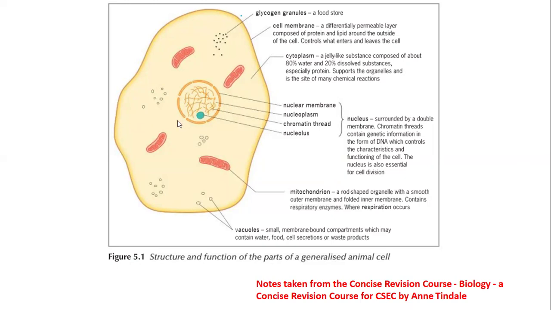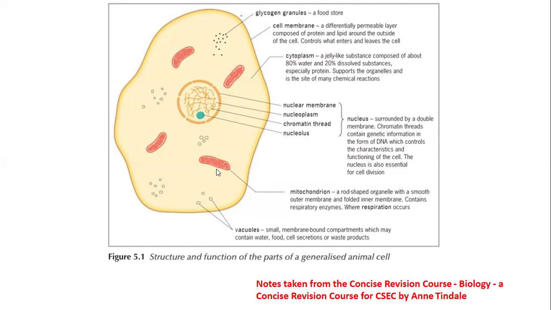So it's the same gel-like substance, but the prefix nucleo means nucleus, just like the prefix cyto means cell, and plasm is the gel-like substance. So nucleoplasm, that's in the center here. We have the chromatin threads, right? And we have our nucleolus, right? So we know these 4 structures make up the nucleus, right? And the nucleus is very essential for cell division.